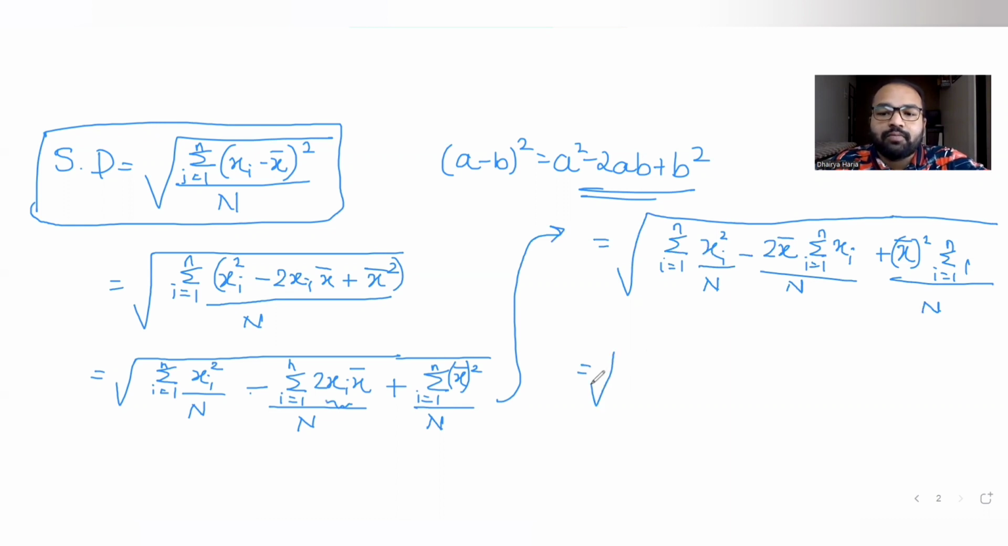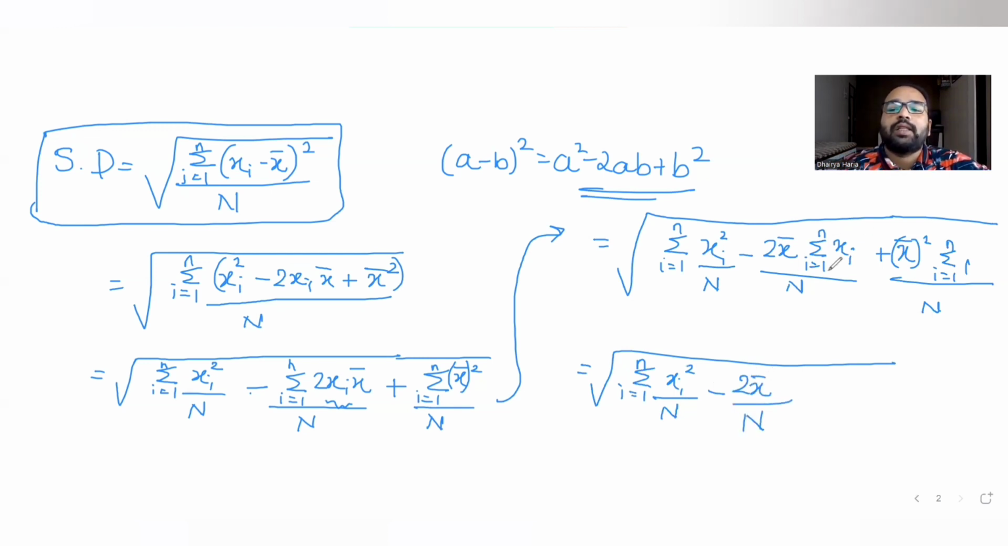Now further, what you get here is the first term remains the same, summation i equals 1 to n xi square upon n, minus 2x bar upon n. Now here, if you understand this, it says you are adding xi from i equals 1 to n.